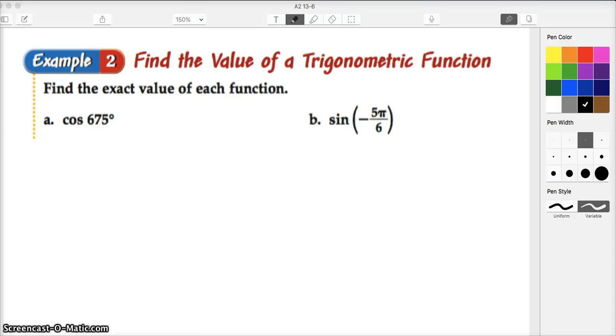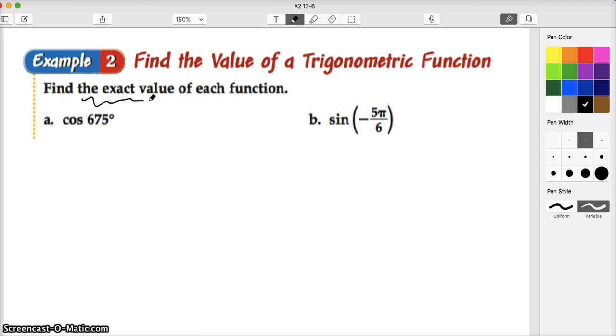Okay, Algebra 2, here we are in 13.6. Let's see if we can talk about some of these problems. I did mention we were going to skip example 1 because I feel like our talk covered a lot of the content there, and let's see what's going on with example 2. In example 2, we're looking for the cosine of 675.